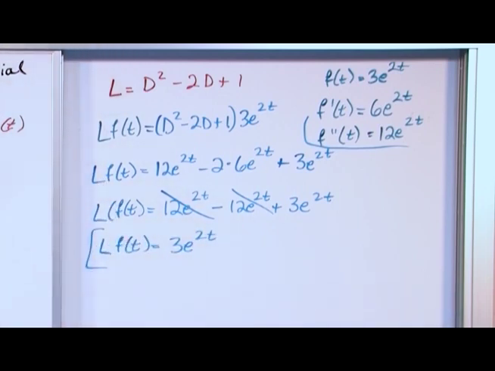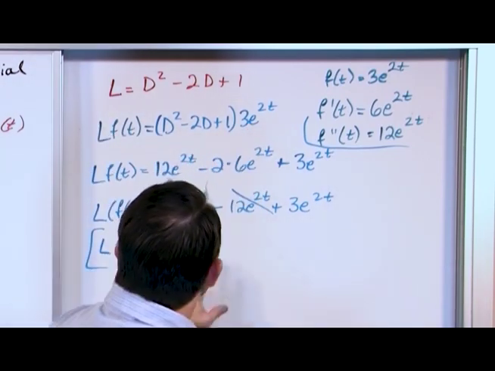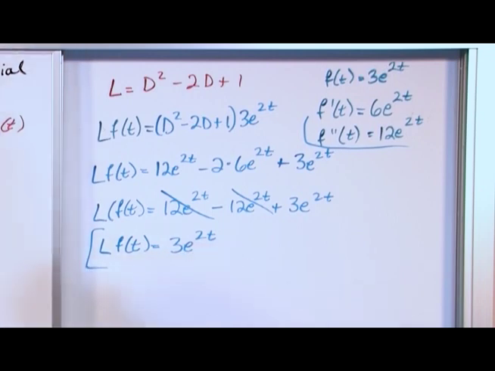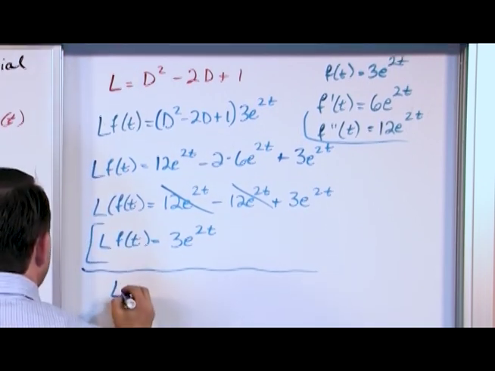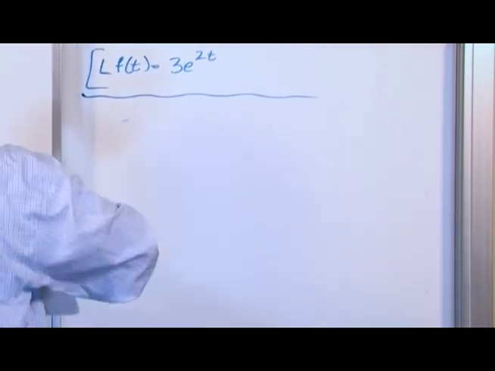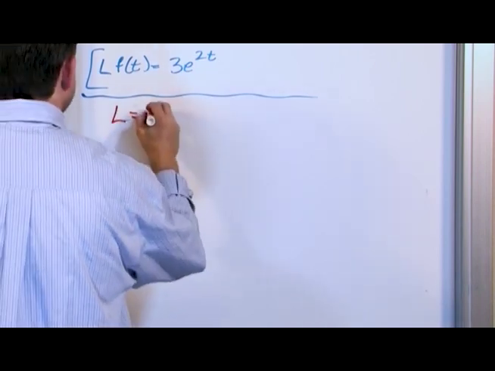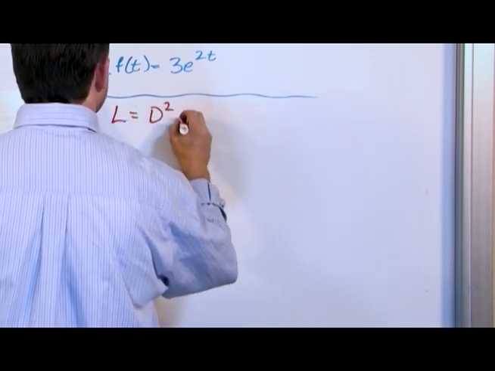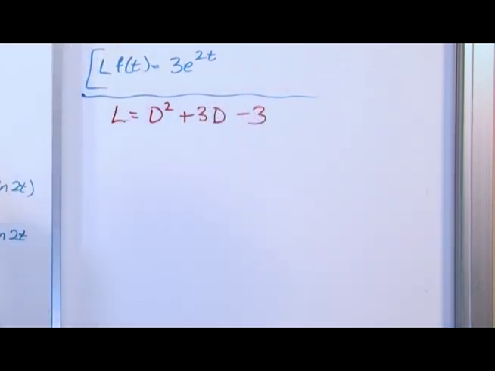So if you just take this operator and operate on a simple function, then when it all reduces down, this is what you're going to get. I'm going to do one more problem. Let's change the operator. Let me change colors a little bit too. We'll change the operator a little bit so that L is equal to d squared plus 3d minus 3. So that's our new linear differential operator.